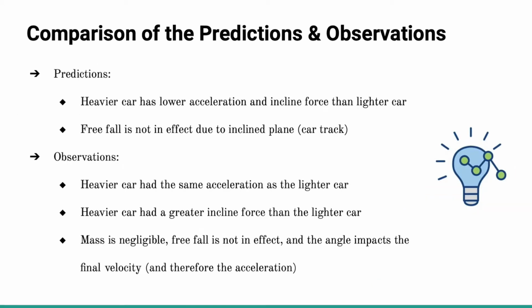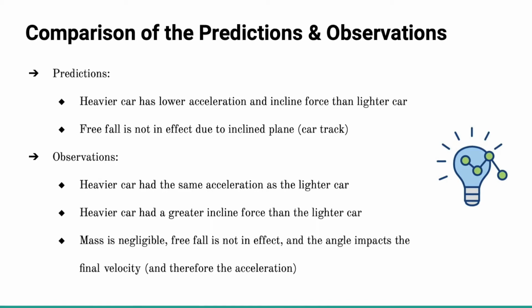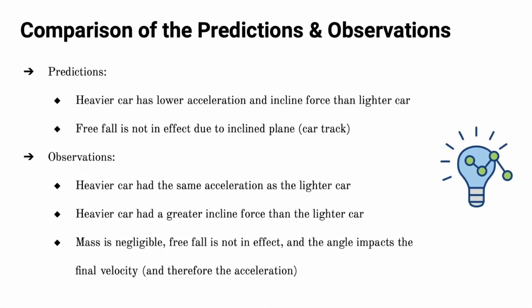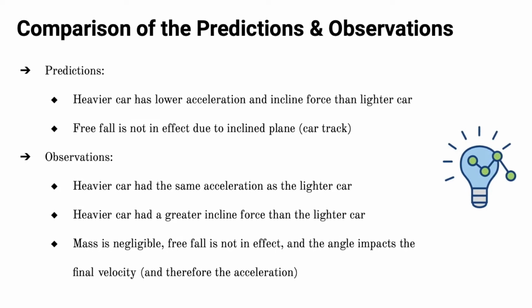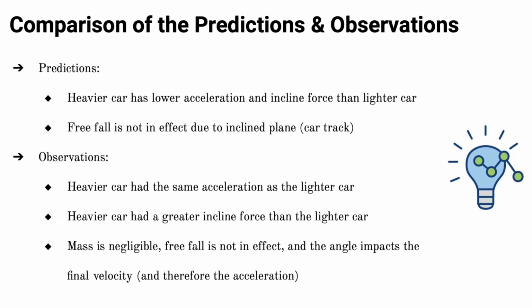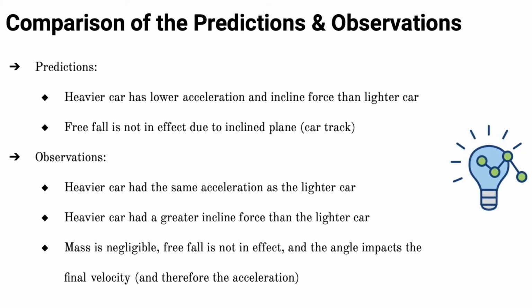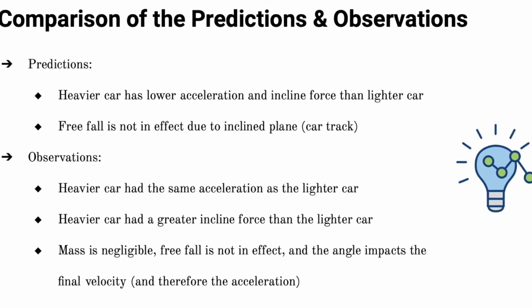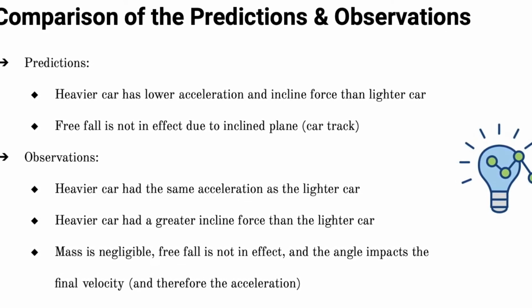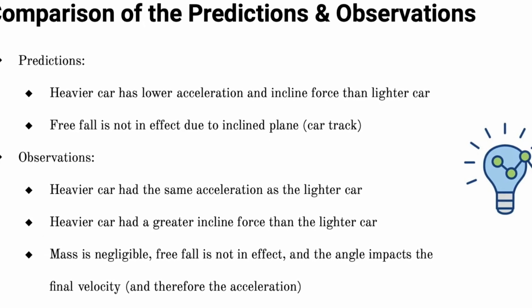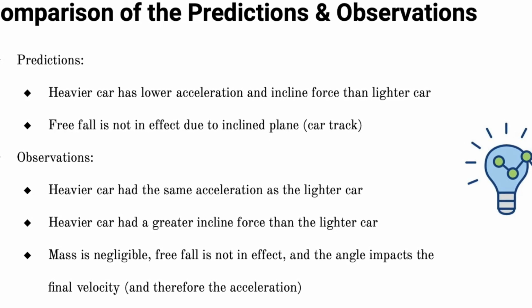For our predictions, we believe that the heavier car would have a lower acceleration and incline force higher than the lighter car. And we also hypothesized that free fall is not in effect due to the inclined plane. In terms of our observations, we saw that the heavier car had the same acceleration as the lighter car, and that the heavier car had a greater inclined force than the lighter car. In both cases, mass is negligible, free fall is not in effect, and the angle impacts the final velocity, and therefore the acceleration.